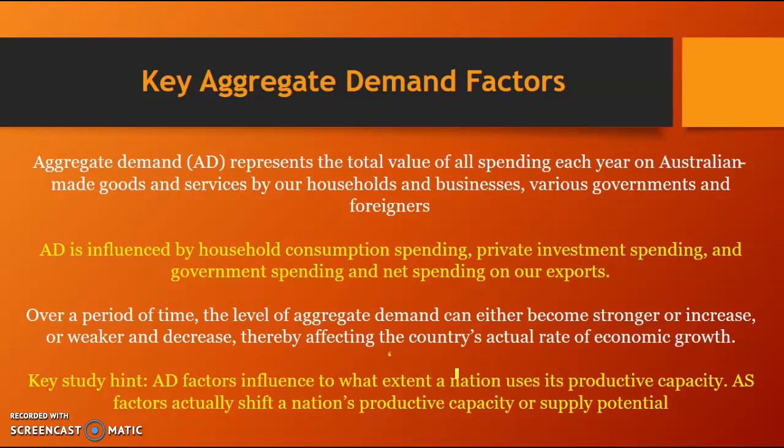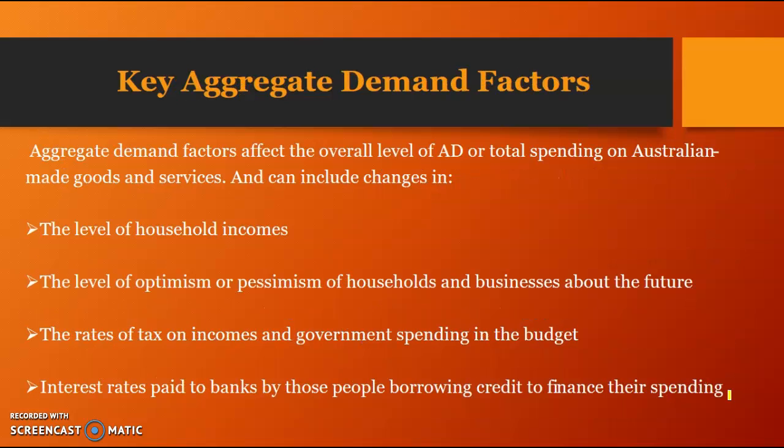Some key aggregate demand factors. Aggregate demand represents the total value of all spending each year on Australian-made goods and services by households, businesses, and the government. It's influenced by consumption spending, private investment spending, government spending, and exports. Essentially, increases or decreases in aggregate demand determine to what extent a country's productive capacity is used, as opposed to aggregate supply side factors, which actually shift the nation's productive capacity.